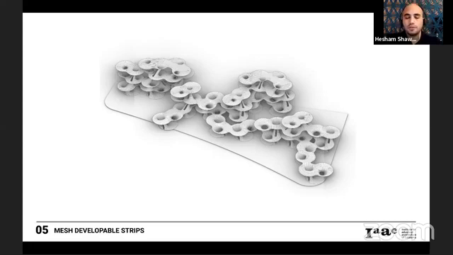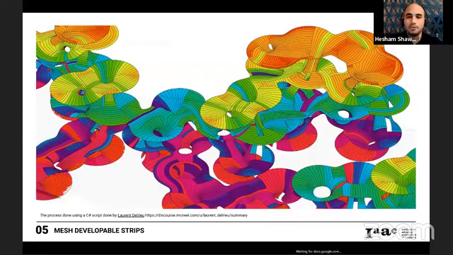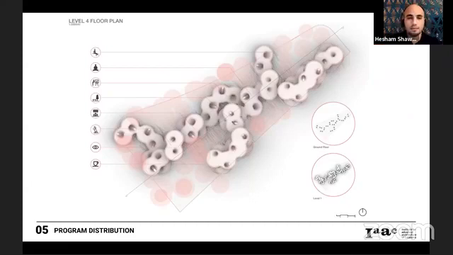And the next diagram shows how many strips we have. So basically in the color map, we have different strips based on different colors and different black boundaries, which can later be fabricated and assembled.